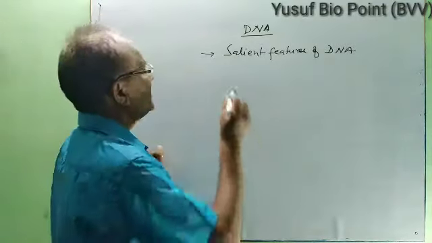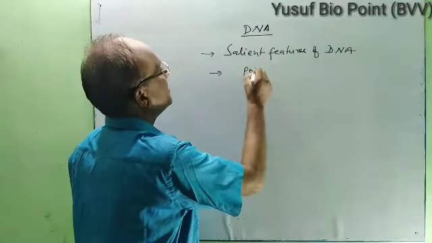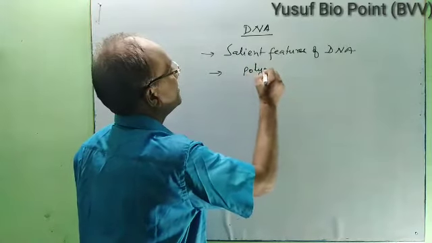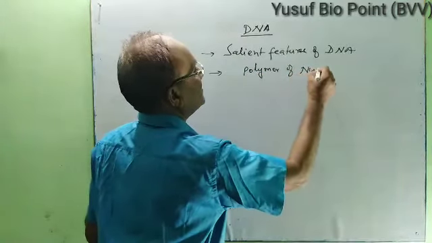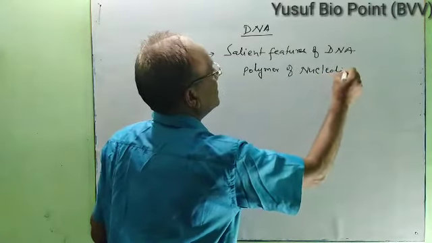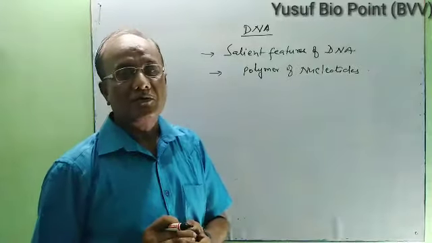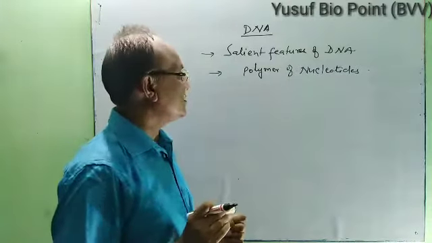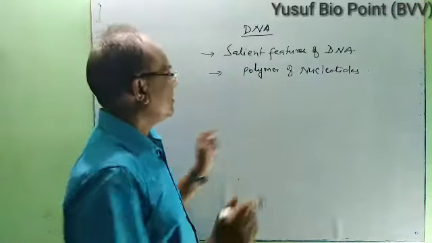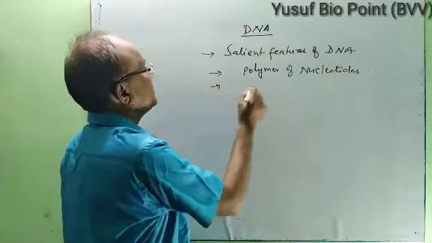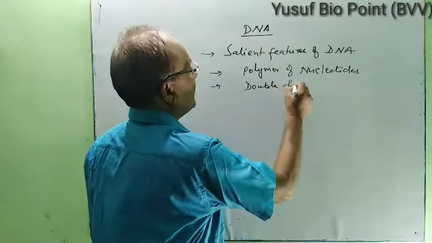You know that DNA is a polymer of nucleotides, which means it contains so many molecules of the nucleotides. Understand? And the second, it is a double helical structure.